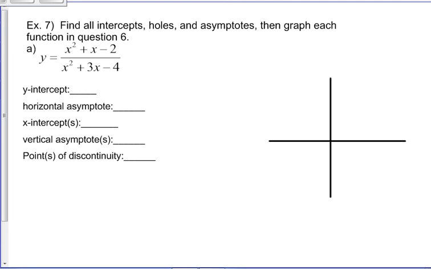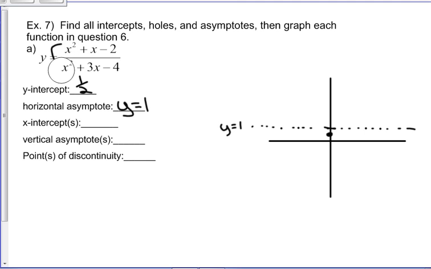So the y-intercept just means subbing 0 in for x. You'd have -2 over -4, or a half. Horizontal asymptote, same power on top and bottom. We actually just did this. So that would give us y equals 1. And since it is a line, we do need to put its equation. We need to put the y equals. So already I know a couple of things about this graph. I know it has this asymptote at y equals 1, and I know it has this y-intercept.